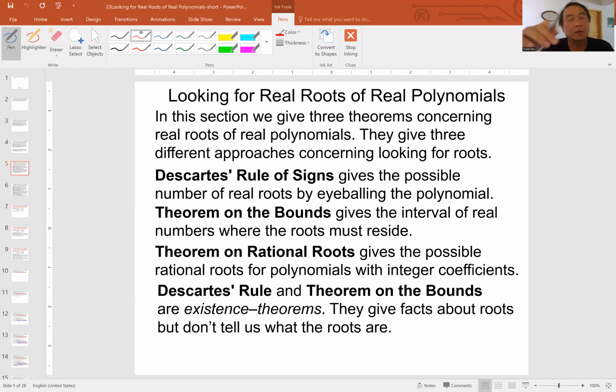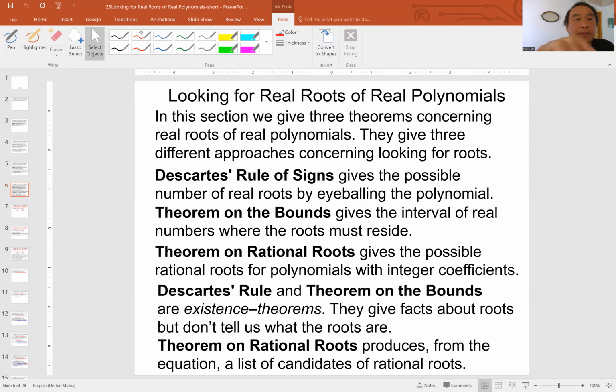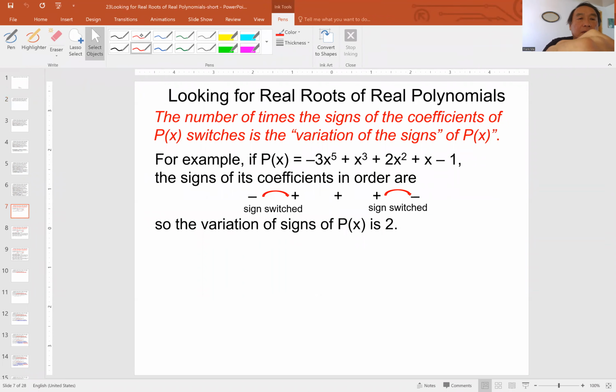The theorem of rational roots is different. You actually make a list of possible fractional roots, which you can check. And so let's start with Descartes' rule of signs.